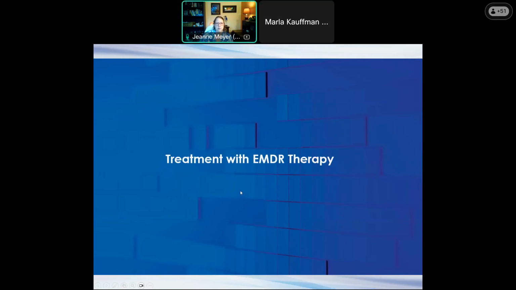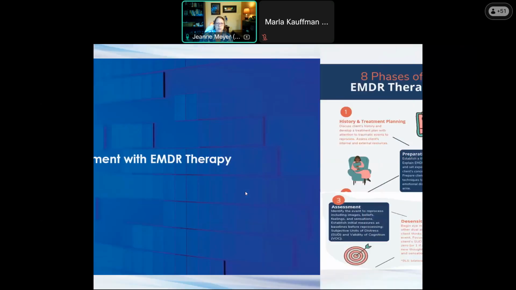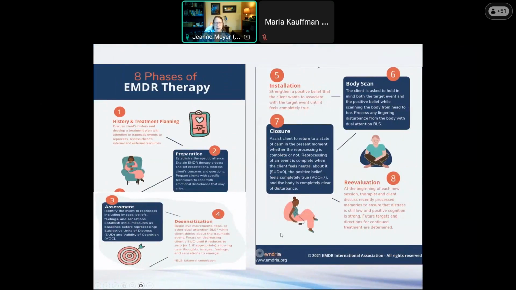Okay, so let's talk about treatment with EMDR therapy. For people who are not familiar with EMDR therapy, there are 8 phases. This is not a technique, it's a full therapy. It's not just doing eye movements or just the bilateral stimulation. There's a lot that has to happen before we get to that.